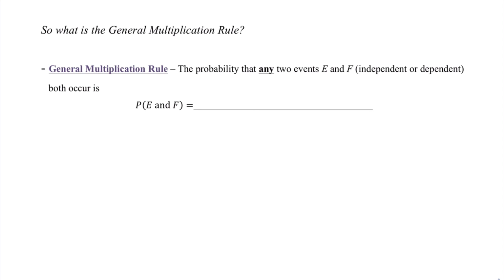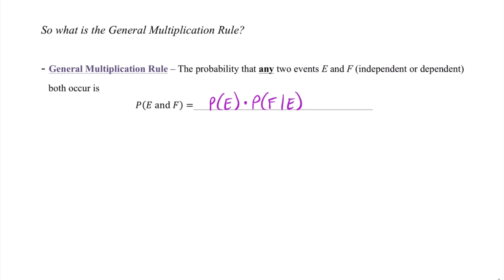Well, our general multiplication rule states that for any 2 events E and F, whether they're independent or dependent, the probability that both occur can be found by taking the probability that event E occurs, that first event, and multiplying it by the probability that F, the second event, occurs, given that the first event has already occurred.